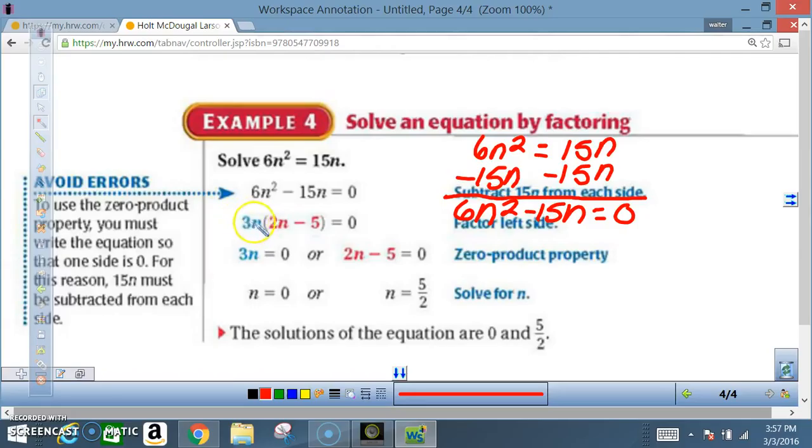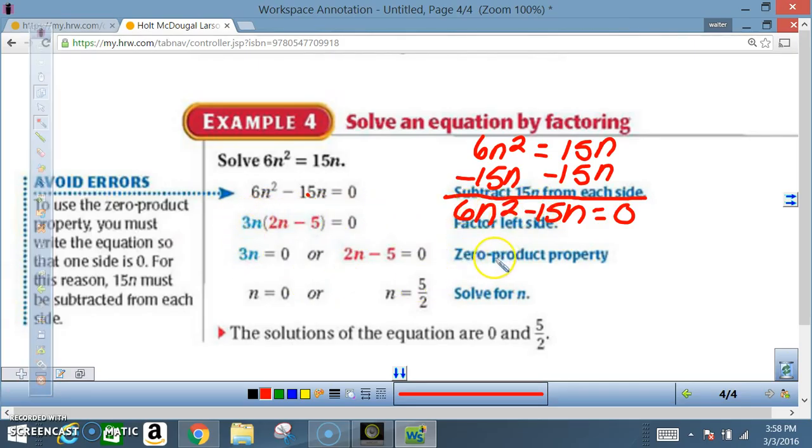So now I go through and I divide. What's 6 divided by 3? 2. What's n squared divided by n? N. What's 15 divided by 3? 5. What's n divided by n? 1. What's 5 times 1? 5. So we got that cleared up. Now we're going to factor both sides. Okay, now we just factored the left-hand side.